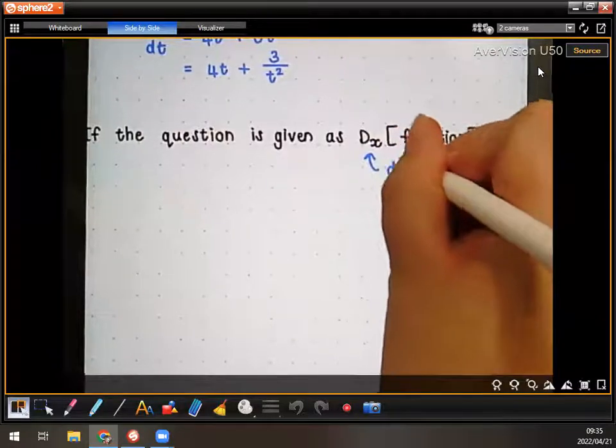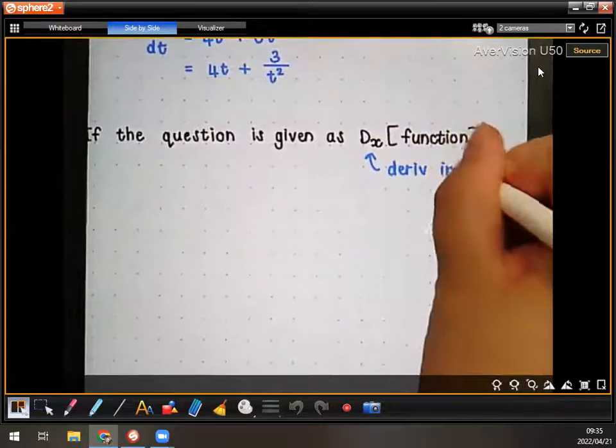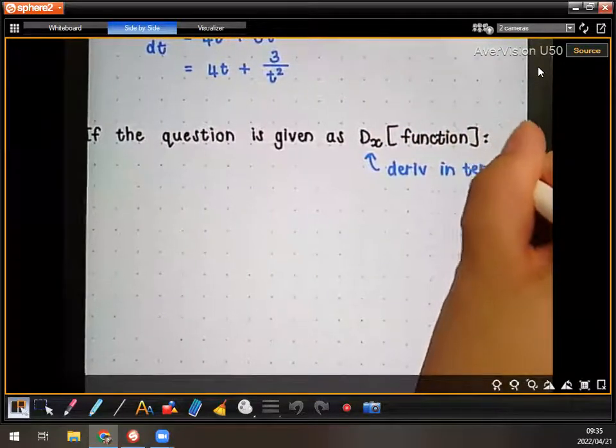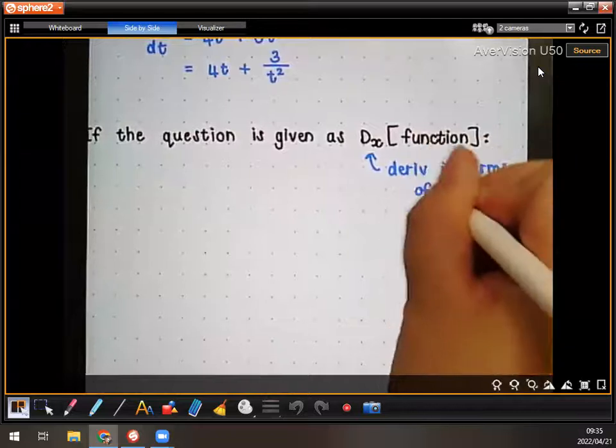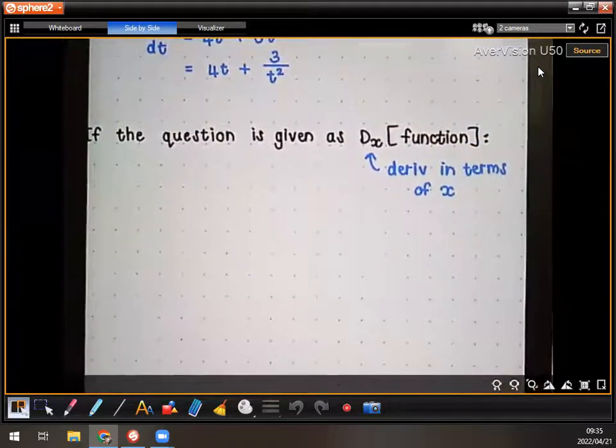And this thing means derivative in terms of x. I'll show you now how to actually write the equation down, how to do it. It's a bit different from the other one. Then we'll just say dx and then in brackets the function.